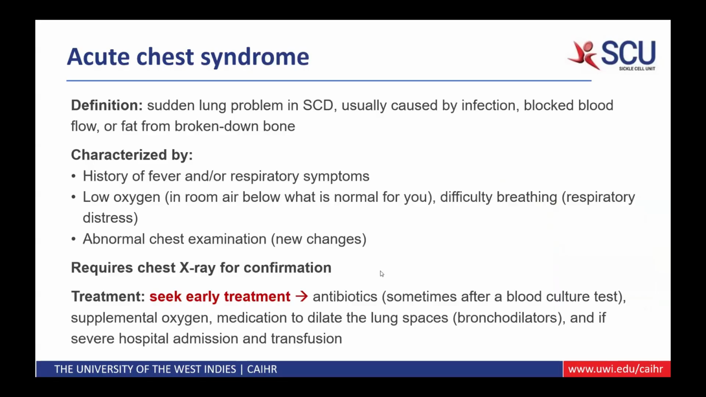All right, so acute chest syndrome, this now is not a chronic issue, not an ongoing issue, but it's one of the sudden complications that can happen. Basically, it's usually caused by an infection, or the same blocked blood flow that we mentioned before, or sometimes fat from a broken down bone, or a combination of all three. I'm sure most persons here would have experienced an acute chest syndrome already, but it usually comes with fever, respiratory symptoms, so things like coughing and wheezing, and difficulty breathing.